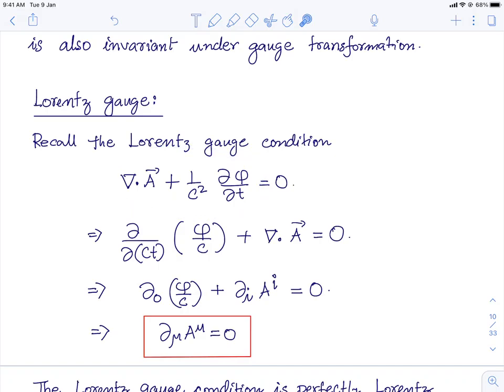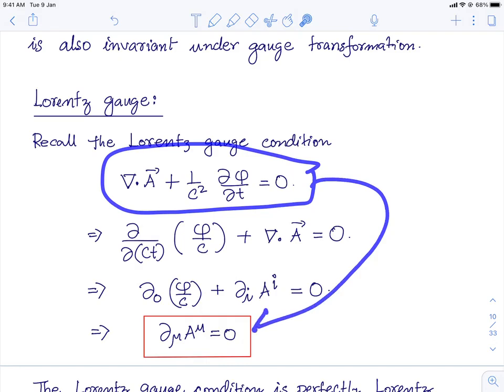Here there is a c squared. One c you can write as phi by c, the scalar potential by c, and the other c you can take and multiply with this t. Then you see this becomes a derivative with respect to x naught acting on the scalar potential, and this one is just the divergence of A, which remains as del_i A^i. So this combines in a nice way to the form of the 4-divergence of the 4-potential. So the Lorentz condition can be written covariantly as the 4-divergence of the 4-potential.